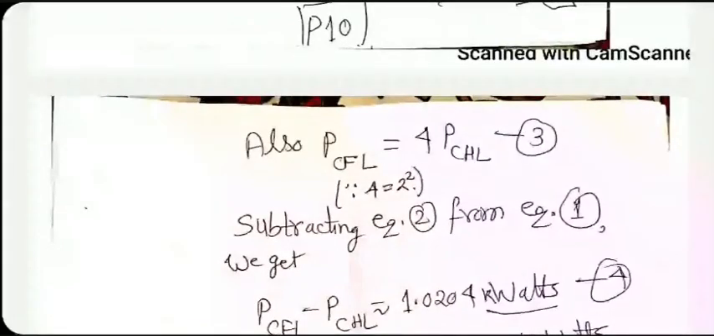IP square multiplied by RP plus IS square multiplied by RS. So if the current goes down by 50%, the losses will go down by 2 square. If at full load you have some losses, at half load there will be that loss divided by 4. So PCFL is 4 times PCHL. That's the third equation. Now you solve these three equations.